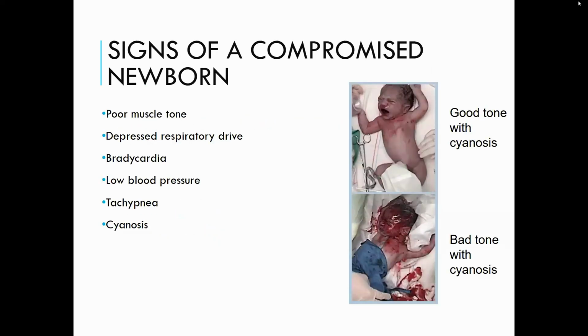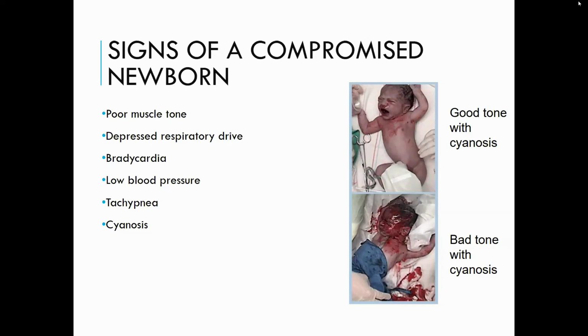All right, so there's a few signs that you can look out for that can tell you if the newborn is compromised or not. Look for muscle tone to see if they're limp or floppy, which are not good signs. Look for any depression of the respiratory drive that, again, can be due to insufficient oxygen. They may be gasping, they may be taking shallow breaths. If you put on a pulse ox, you can check their heart rate to see if they're bradycardic or not. You want to check their blood pressure, look for their respirations, see if they're tachypneic or bradypneic as well, and then look for their color.